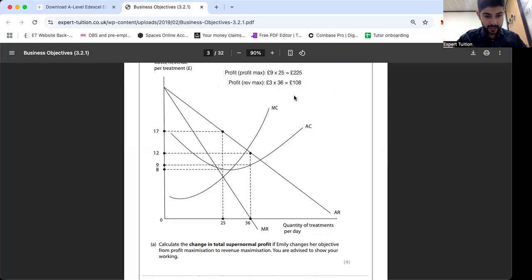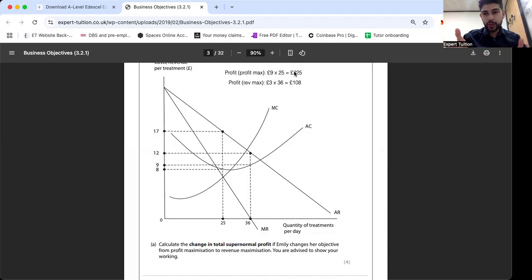And the very fun thing is you want to look at the change in supernormal profits. So is her supernormal profit increasing or decreasing? It's obviously decreasing. By how much? It's decreasing, if my maths isn't horrendously bad, by £117. Yeah? Because you just do 225 minus 108. Or 108, sorry, minus 225. She's now revenue maximizing. Yeah?